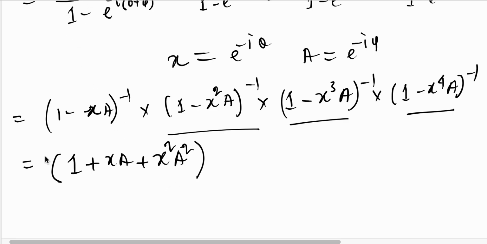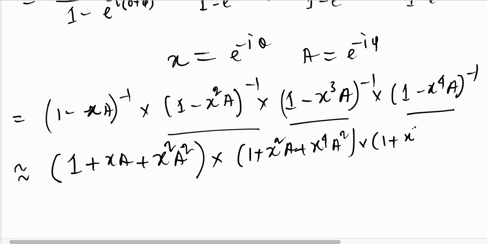So it is approximately 1 plus xa plus x squared a squared plus other terms also there. But as from the previous experience, we know that the other terms will not contribute, only the term with a squared will contribute. That means 1 plus x squared a plus x to the power 4 a squared. Now 1 plus x cubed a plus x to the power 6 a squared, into 1 plus x to the power 4 a plus x to the power 8 a squared.